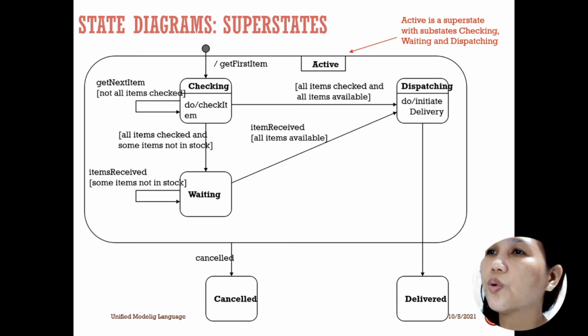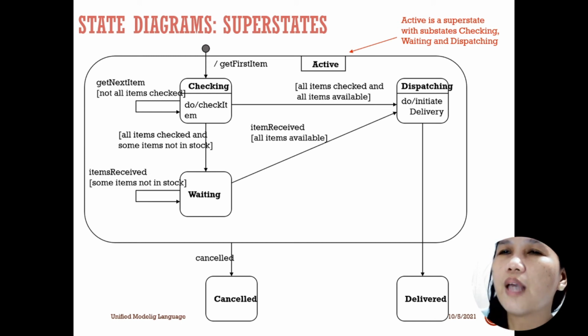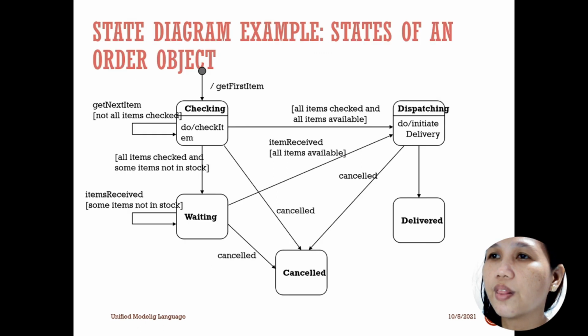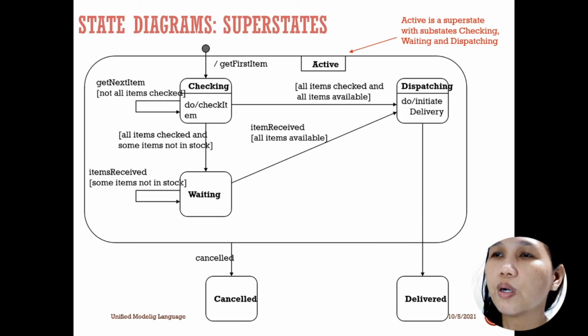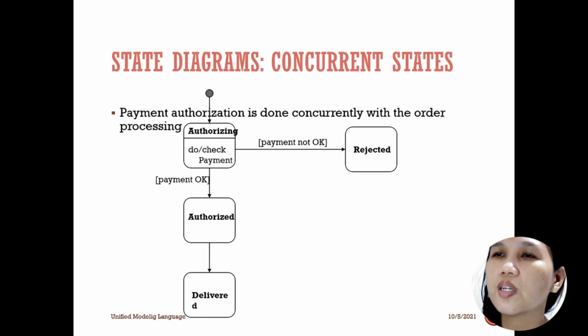So this is an active superstate with substates checking, waiting, and dispatching. So we have here to get an item, the same process as a while ago, but as you can see, compared with the diagram on the order object, this is more organized, because if it's waiting, then definitely it's cancelled or delivered. The state diagram in a concurrent state.